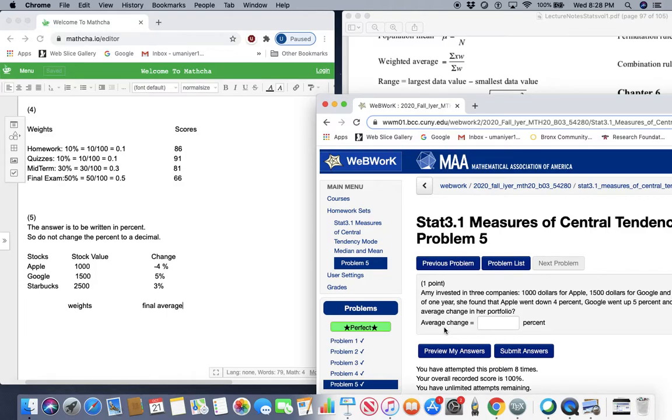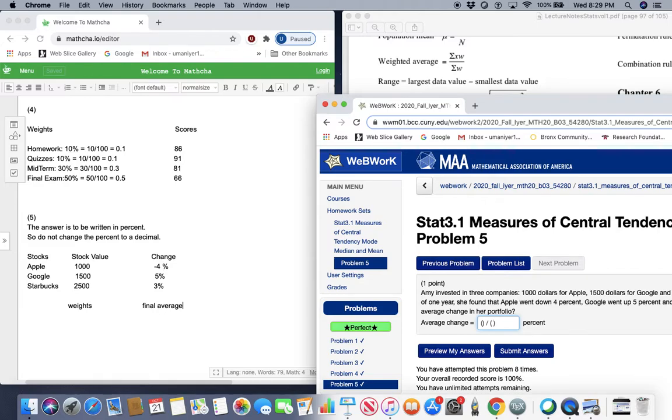They're not asking for average stock value. They are asking for average change in percentage. So average change that they are asking for, in other words, this becomes the final average, and the stock values become the weights. All right. Weight times change. Weight times change. Weight times change. Add them all up. That's upstairs, and downstairs is add all the weights. Weight, weight, weight.